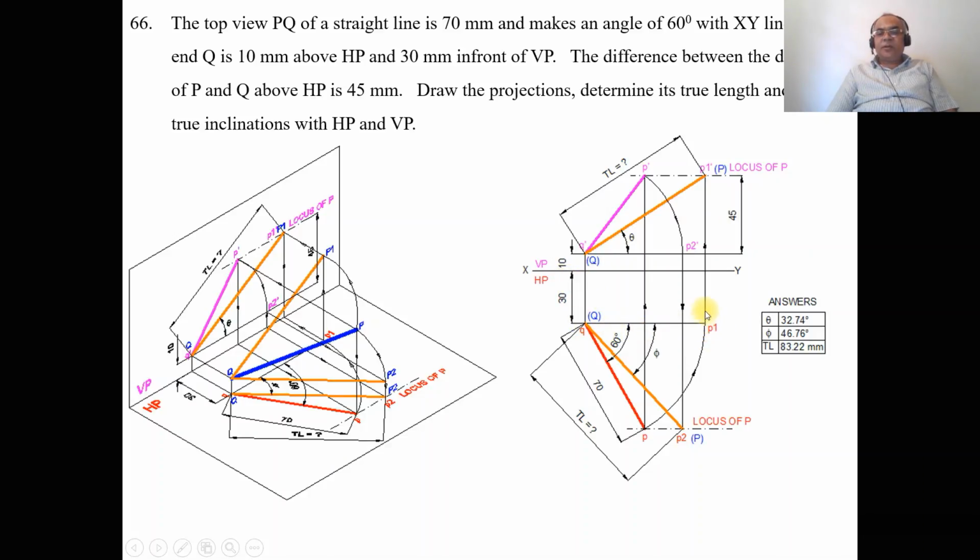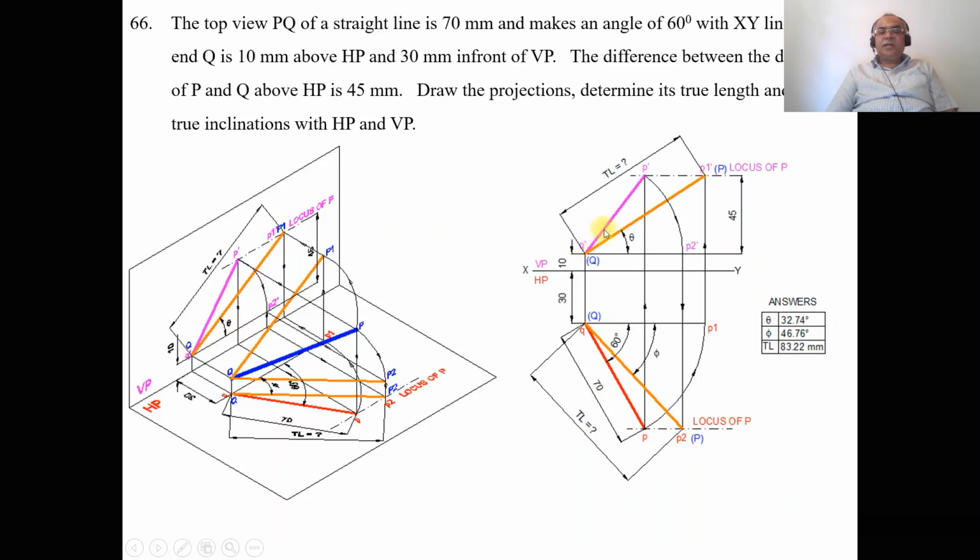So from P1 you draw a vertical projector such that it cuts the locus of P in the front view, and you mark this point as P1 dash. As the top view line is parallel, its corresponding line will be in true length, and you mark this point as capital P. Join Q dash and P1 dash a little bit thicker than the XY line, and mark this angle as theta.